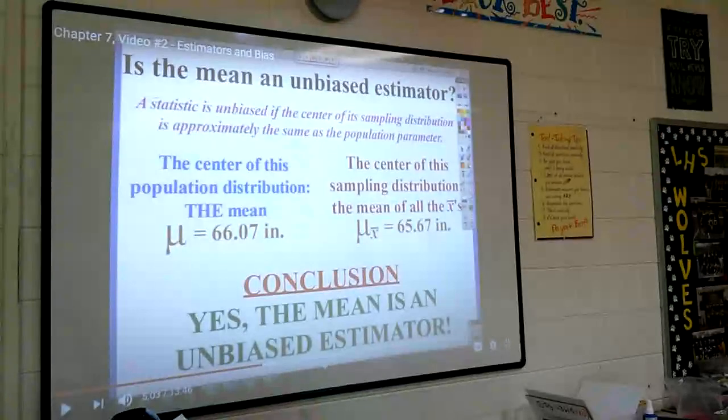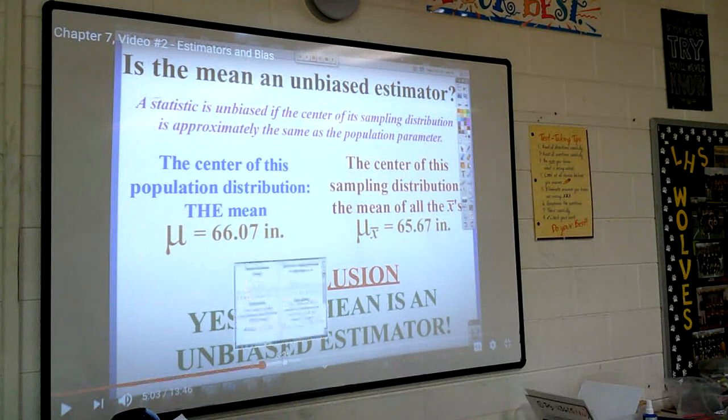Now, because they're so close, if we would have gotten a mean of like 60, we would have said, oh, no, there's no way that this is unbiased. This cannot be a good estimate of the population. But if you know the whole population is 66.07 inches tall, and you take a whole bunch of samples and you get 65.67 inches, then you've got to feel like you did a pretty good job. You're not going to get exactly what the population is, but you should get approximately the same, very close to what the real population is.